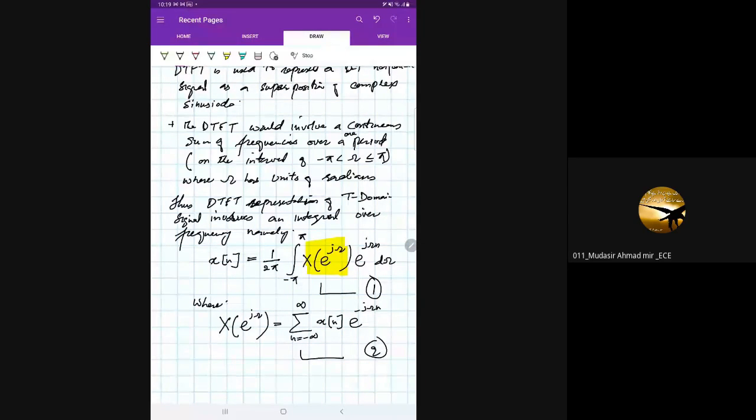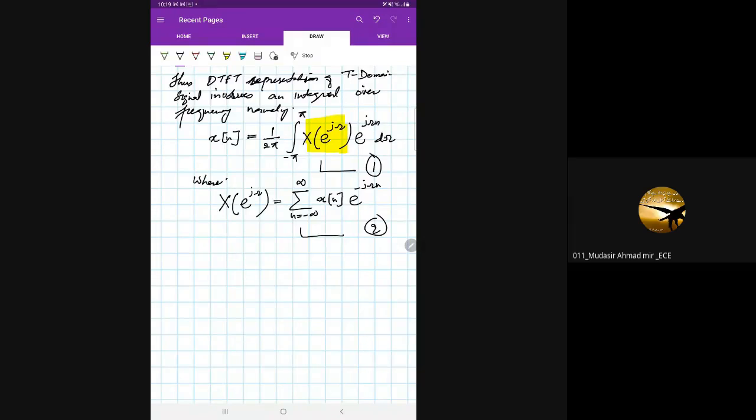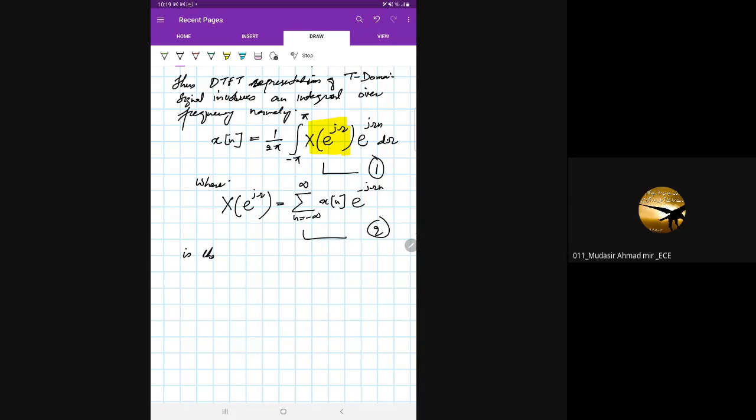That means if you take the inverse of equation 2, or if you take the inverse of a signal which is defined in frequency domain, you will obtain a signal in time domain. That is what it means. Okay. So x of e raised power j omega is a signal which is the discrete time Fourier transform of the signal x of n. So this equation is basically the discrete time Fourier transform of the signal x of n.